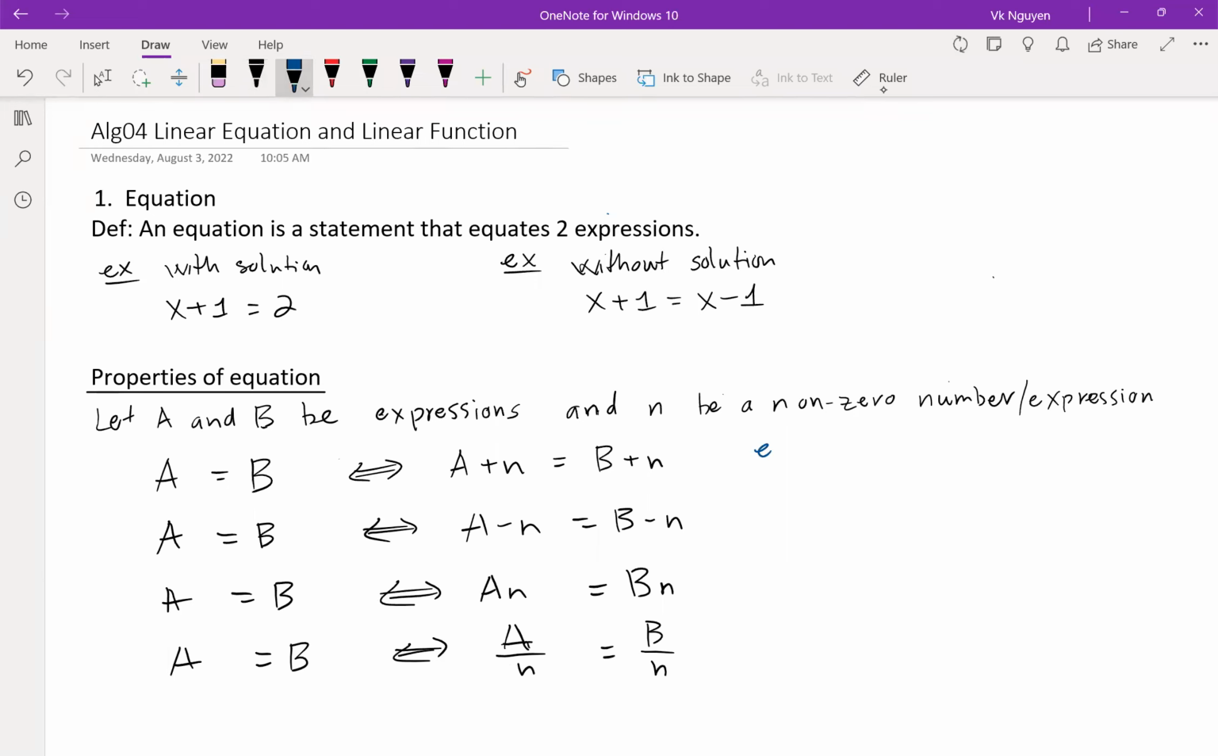Here come a few small examples. Example, x plus 1 equal 2. We can subtract 1. And you see that plus 1 minus 1 is 0. So we have x equal to 1.